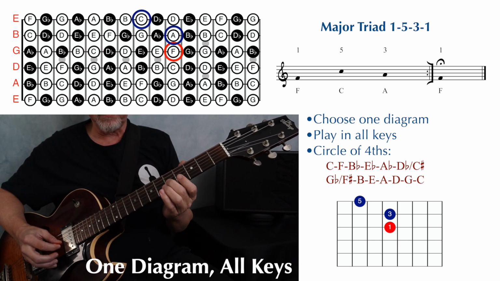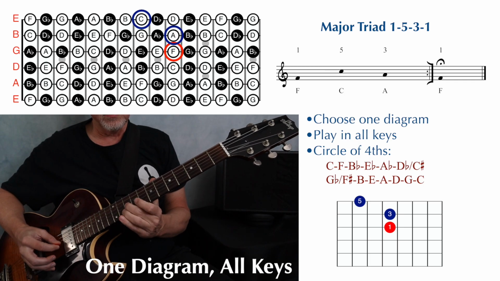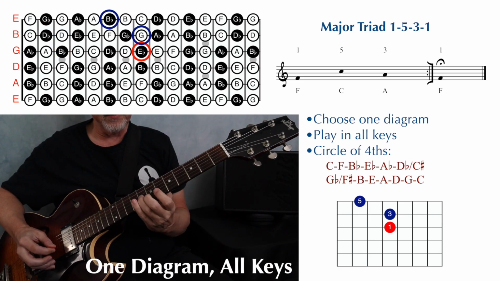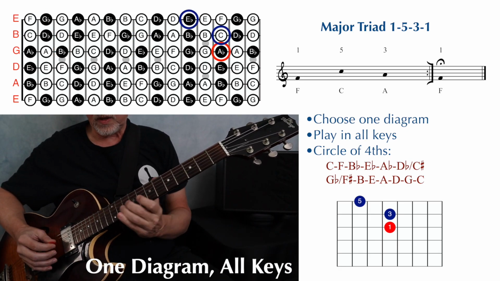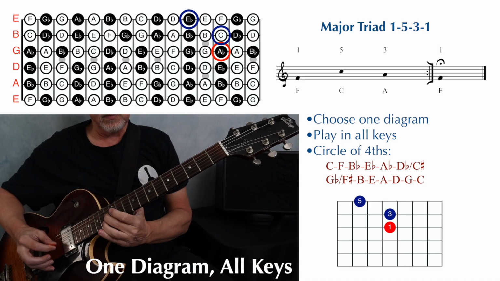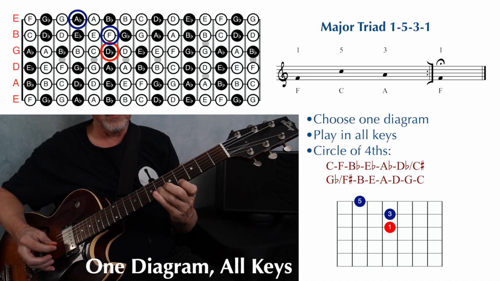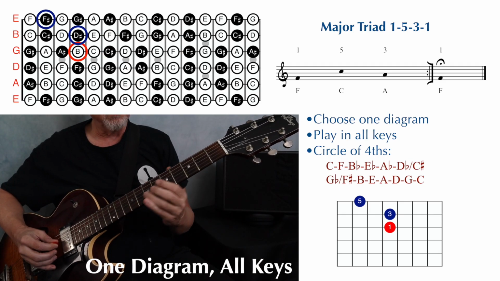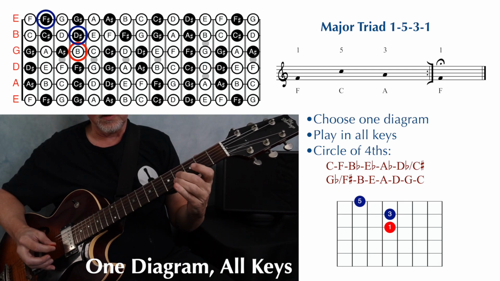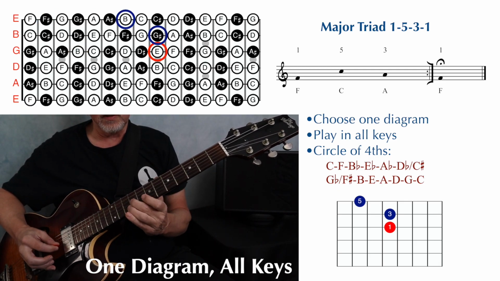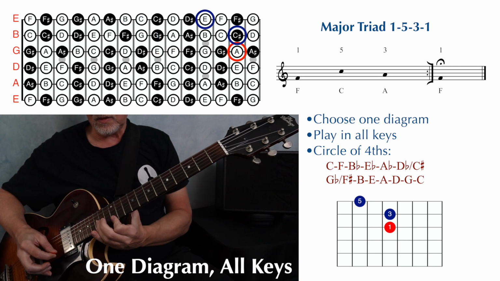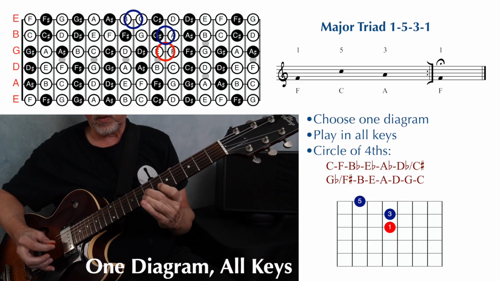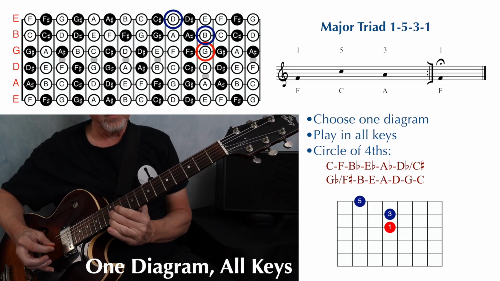Next in the cycle is an F major, B flat, E flat, A flat, D flat, G flat or F sharp, B, E, A, D, G, and back to C.